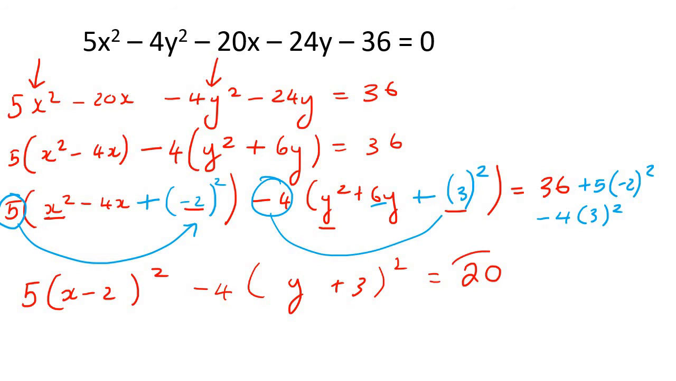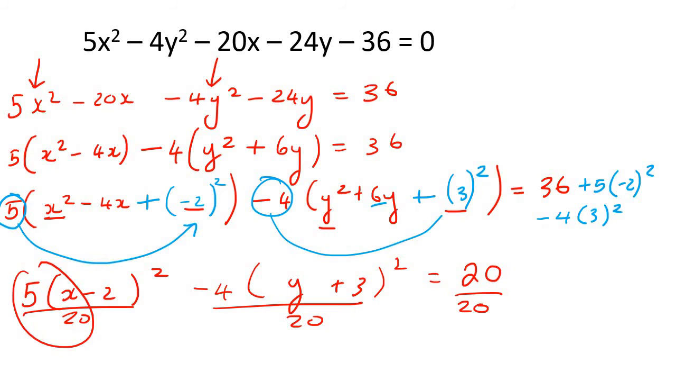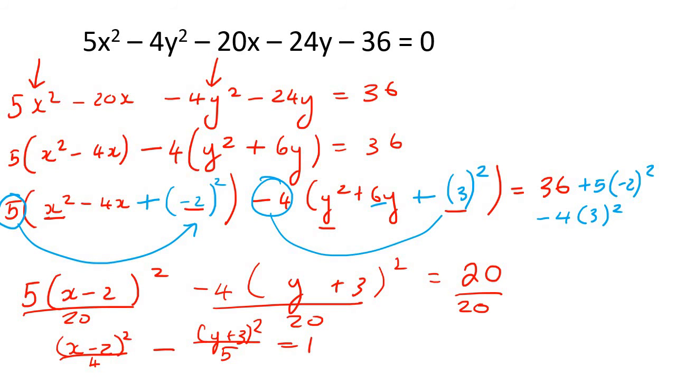Now, we just need to divide everything by 20 to get that equal to 1, because remember, our hyperbola always equals 1. So we're going to divide that by 20 and divide that by 20. So if you say 5 divided by 20, you're going to get 1 over 4. So we can say (x minus 2) squared over 4, take away. Now, 4 divided by 20 is 1 over 5. So that's going to become (y plus 3) squared over 5. And then this side will just be a 1.